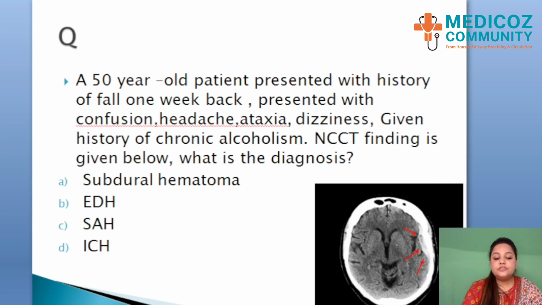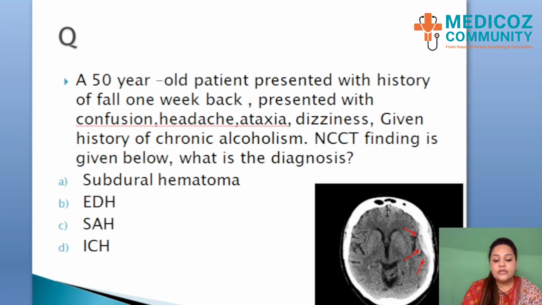Now the next question is, there is a case of a 50-year-old patient who presented with a history of fall 1 week back. Okay, so this is the chronic case here. The history is of a fall 1 week back, so this is the chronic one. Now the patient presented with confusion, headache, ataxia and dizziness. There is a history of chronic alcoholism as well.